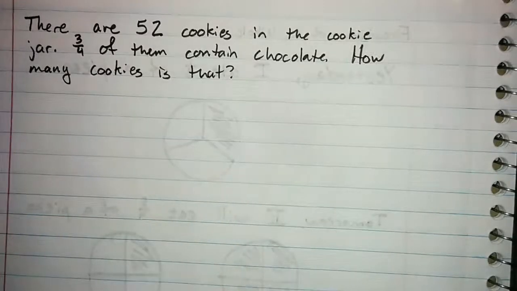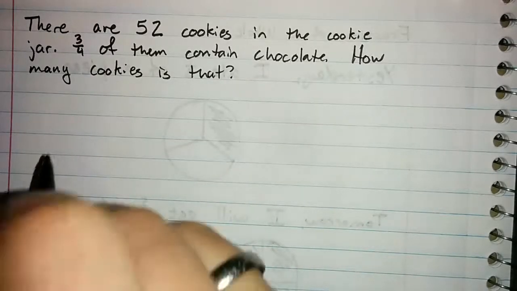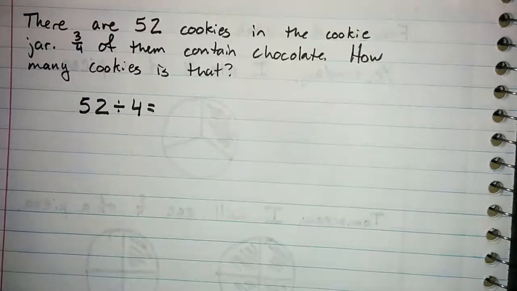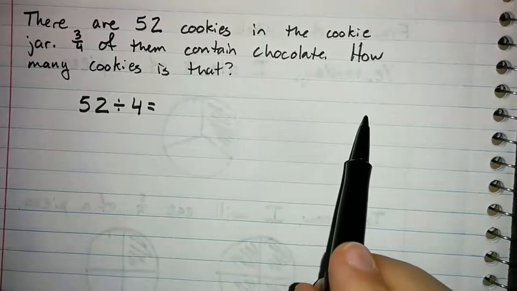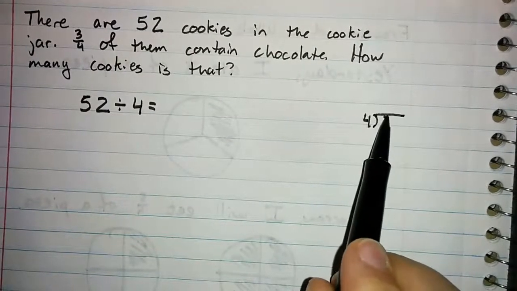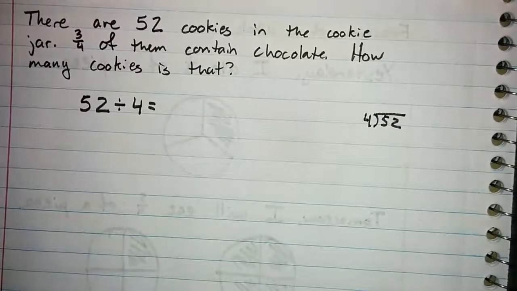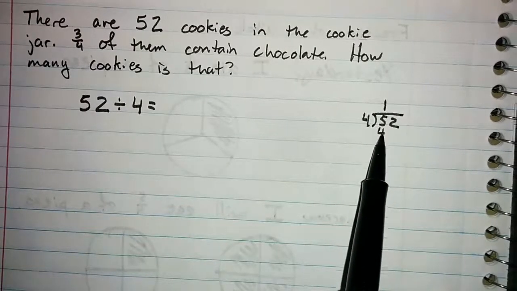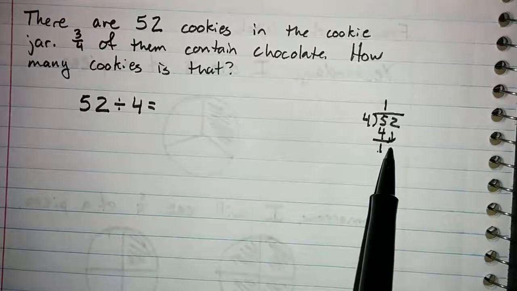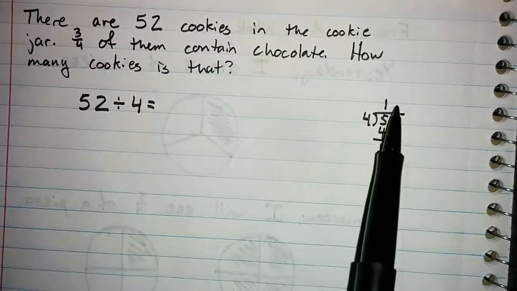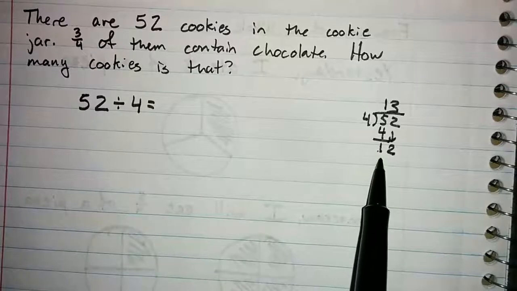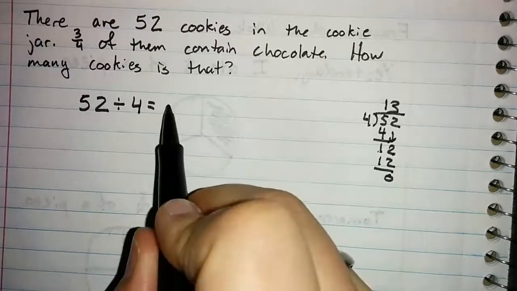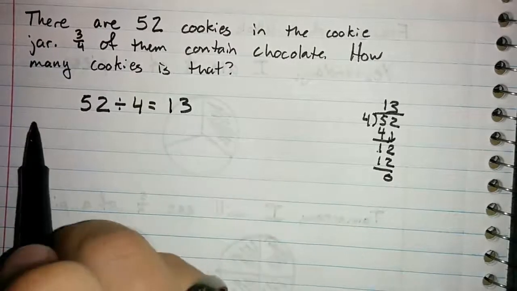Well, we'll divide the 52 cookies into 4 groups. Well, 52 is too big to show up in the 4 row on the multiplication table. So we'll do that division. 4 into 52. 4 goes into 5 one time. 1 times 4 is 4. Bring down the 2. 4 goes into 2 3 times. 3 times 4 is 12. So 52 divided by 4 is 13.